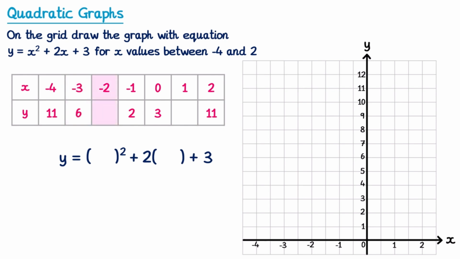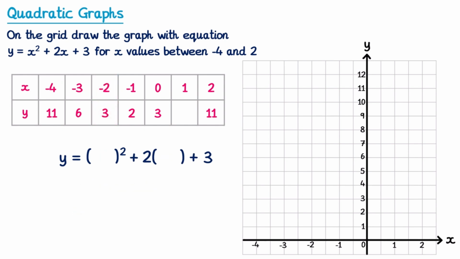So if x is -2, we put -2 inside the brackets. So y equals -2 squared, which is positive 4, plus two lots of -2, which is -4, and then +3. 4 take away 4 is 0, and then if we add 3 to that, we get 3, so y will be 3. So when x is -2, y is 3, so we put 3 into the table.